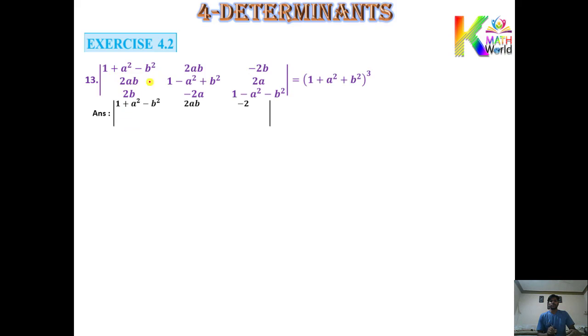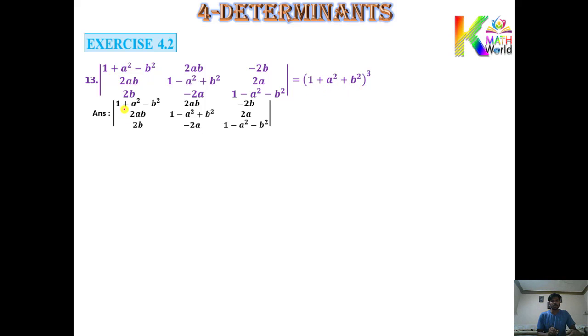Okay, this is your question. See the entries properly firstly, and see the right hand side, what is required. 1 plus a square plus b square is required. What is required in the answer? 1 plus a square plus b square.